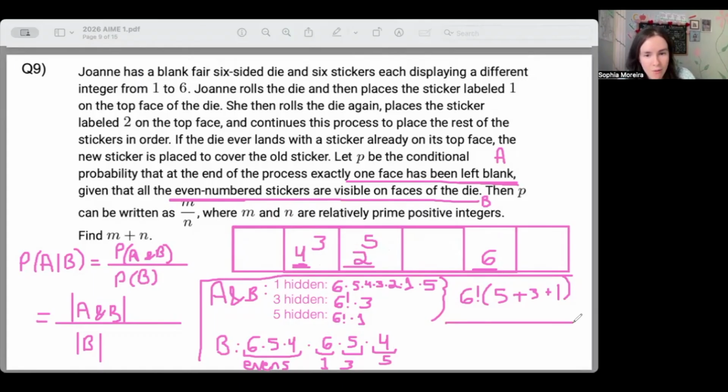So we then have that whole situation here divided by 6 squared times 5 squared times 4 squared. You can simplify from there. And that concludes question number 9.